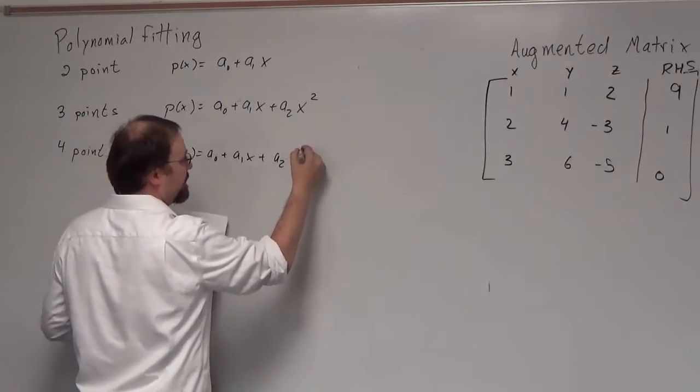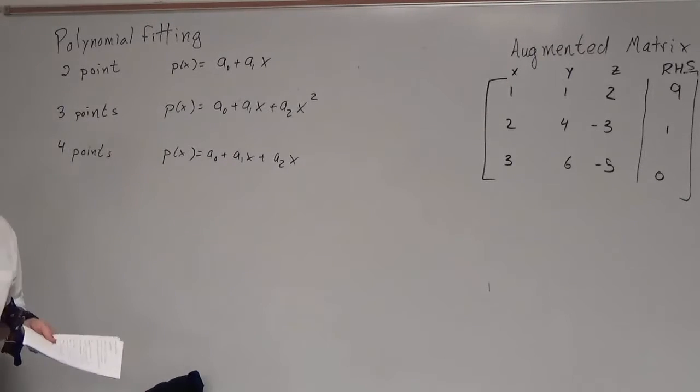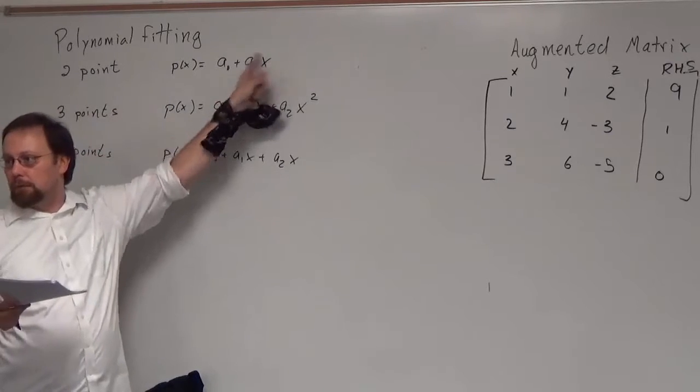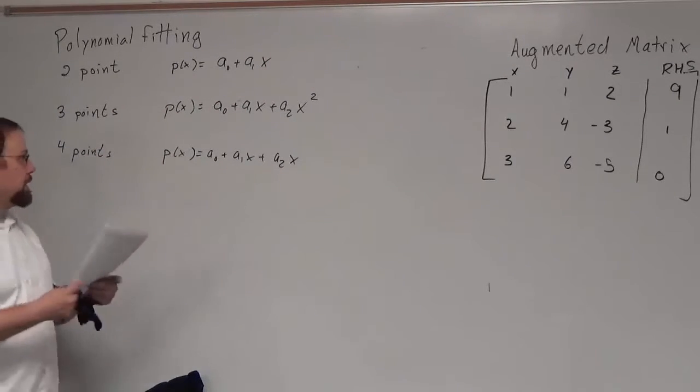And so on, right? If you had 1,000 points, what degree polynomial would you use? 999. Right, 2 points, degree 1. 3 points, degree 2. 4 points, degree 3.